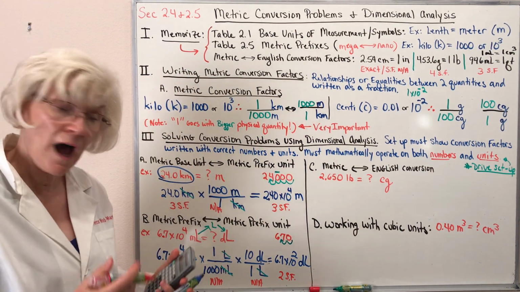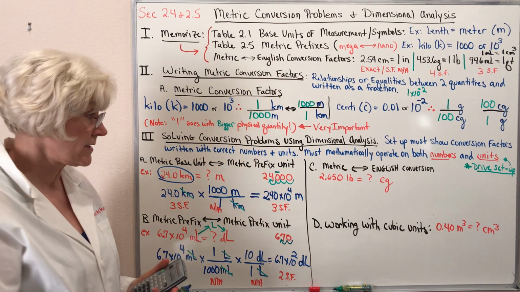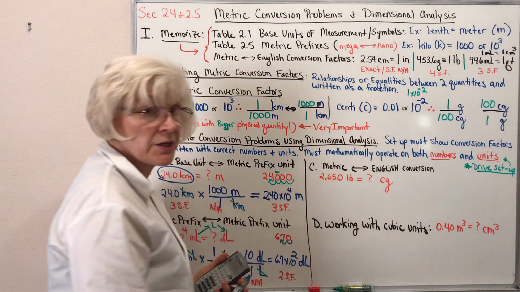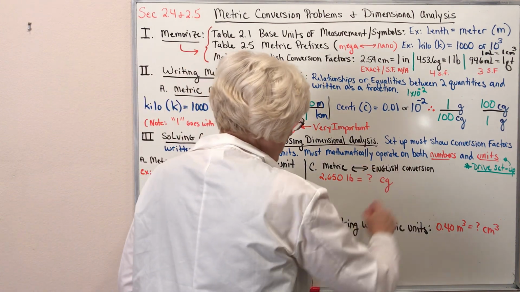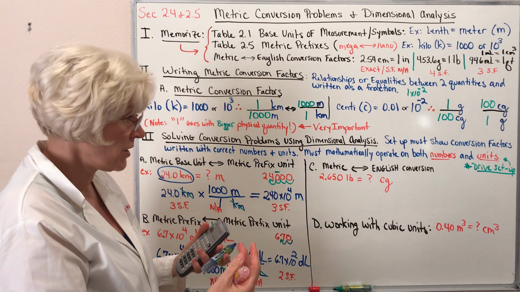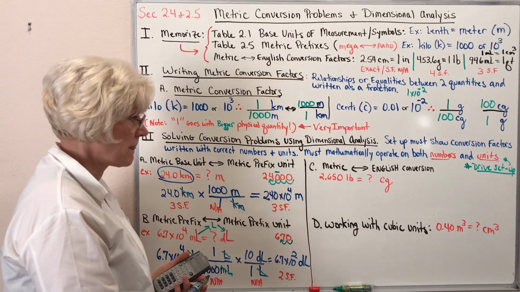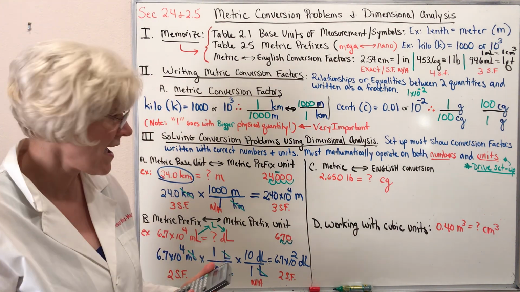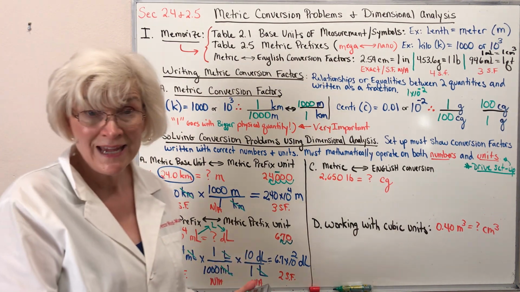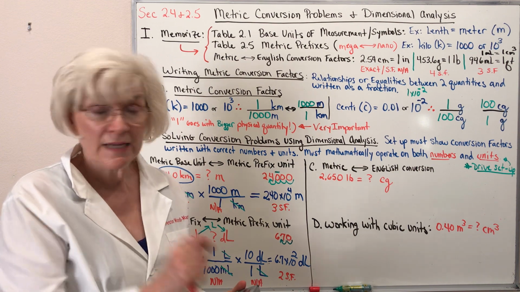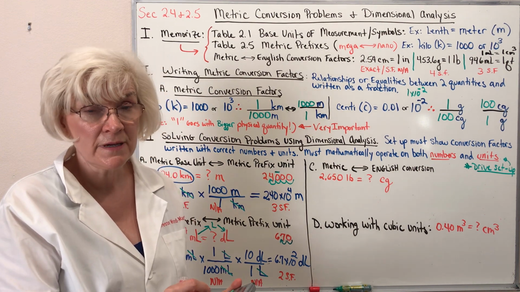Let's take a look at a third category or type of problem. And this is where we're converting from a metric unit to an English unit, a metric to English conversion calculation. So in this particular illustration, I'm giving a mass. Mass and weight, by the way, are often used interchangeably. Technically, they are not the same.